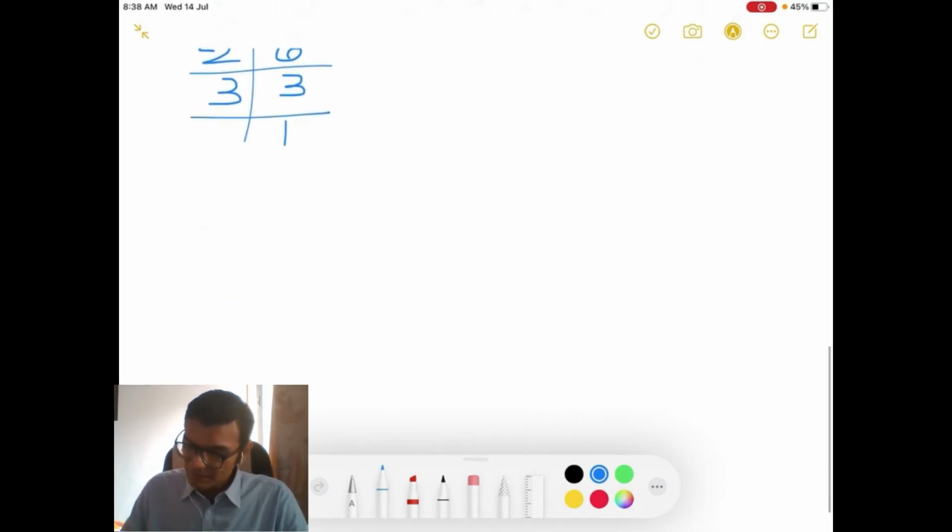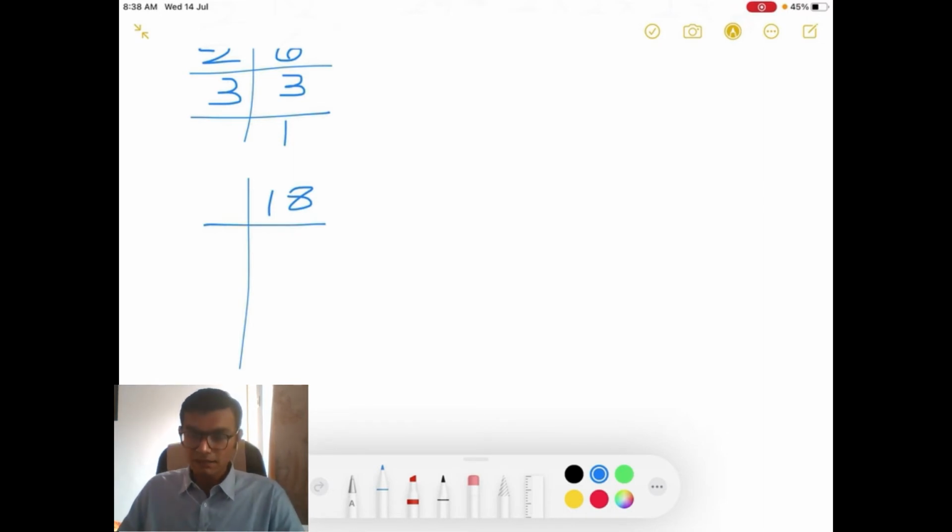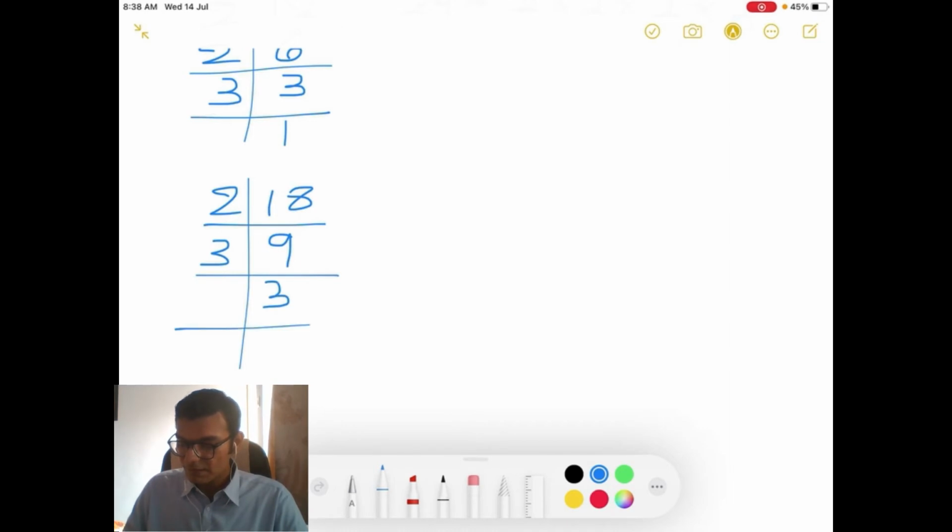And the other number is 18. Again, it is an even number, so it can be divided by 2. So 2 9s are 18, 3 3s are 9, and 3 1s are 3. So the prime factors of 18 are 2 into 3 into 3.